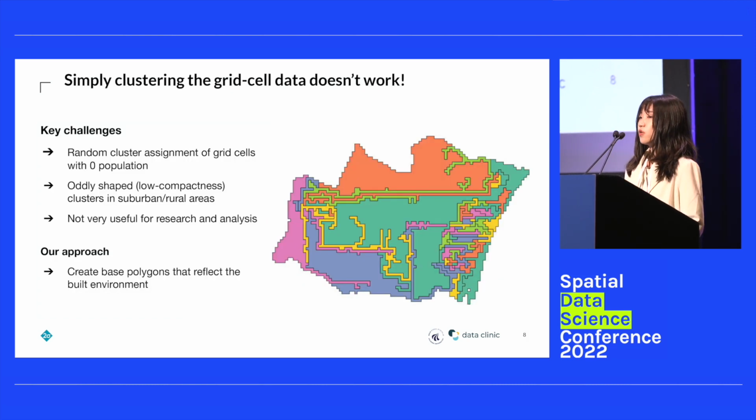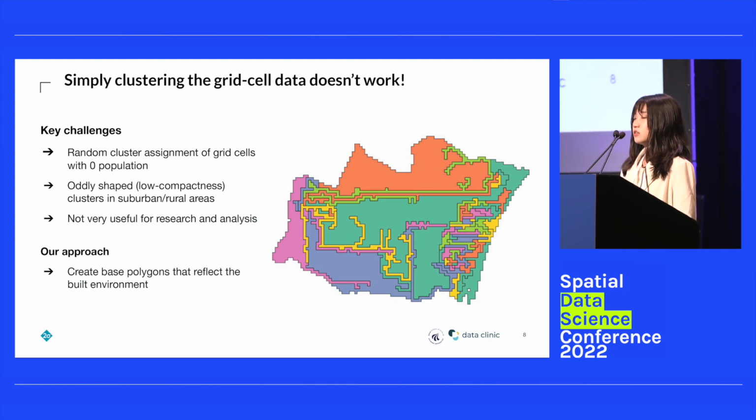Before we started our process, we actually just tried to simply cluster the grid cell data. The results here show that it does not work at all. In the image here, you can see there are many oddly shaped clusters. The reason is there are many grid cells with zero population and household count, so the clustering algorithm will just randomly assign those grid cells to different clusters, creating these long and oddly shaped polygons, which are not very useful for research and analysis.